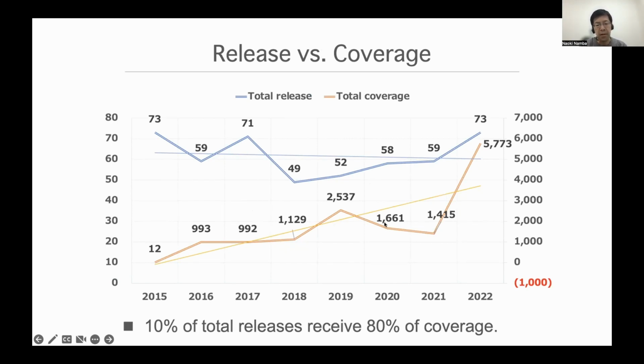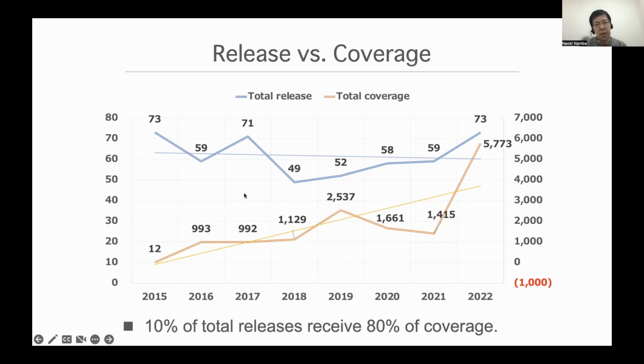And on the other hand, the number of media coverage has been increasing. And in some other analysis we've done, it showed that around 10% of total releases receive 80% of coverage. We are pretty surprised about this. So what does this mean?